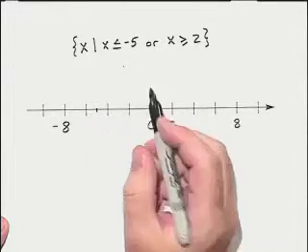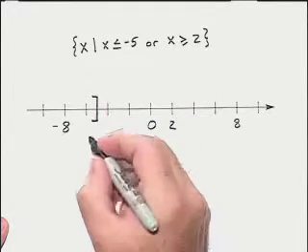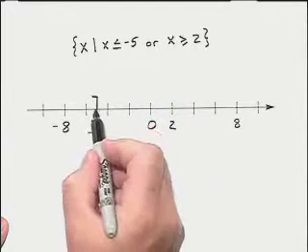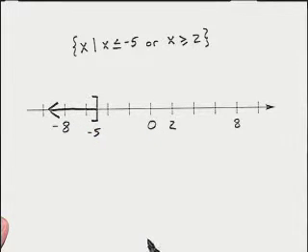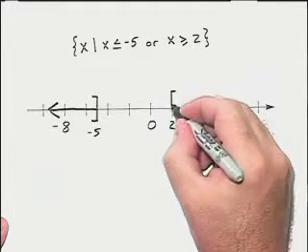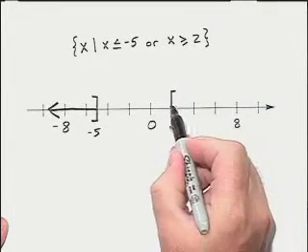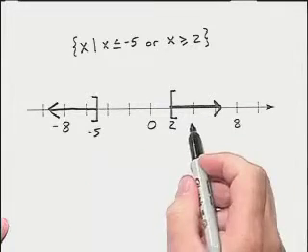We want x to be less than or equal to negative 5, so we'll use a square bracket at negative 5 and we'll draw an arrow going off to the left. We want x to be greater than or equal to 2, so we'll use a square bracket at 2. We'll draw an arrow going off to the right. And there's the graph of our solution set.